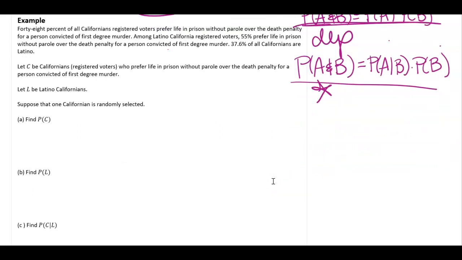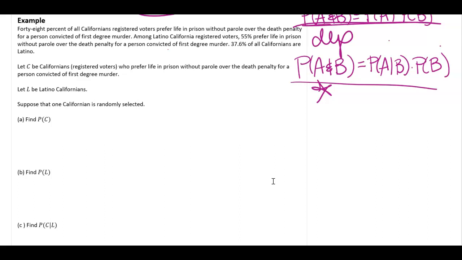It says that 48% of all Californians who are registered voters prefer life in prison without parole over the death penalty if the person is convicted of first-degree murder. Among Latino Californian registered voters, 55% agree with that statement. And we know that 37.6% of all Californians are Latino. Then it gives us some information about what we're calling our variables. And suppose that one Californian is selected at random.